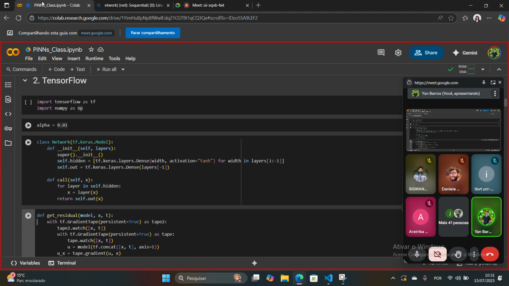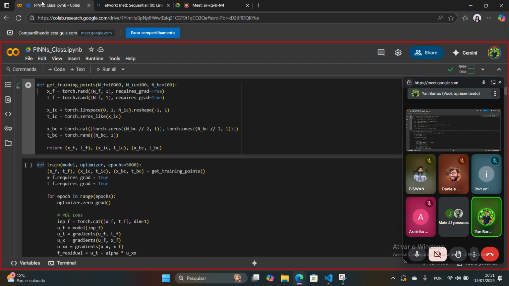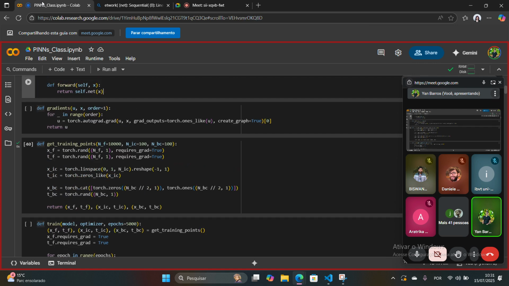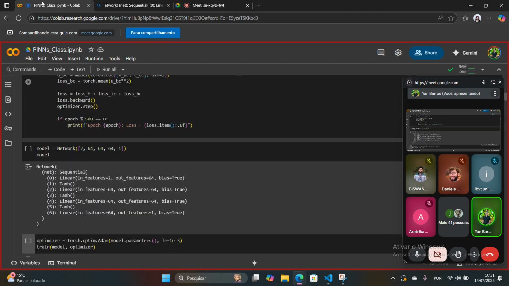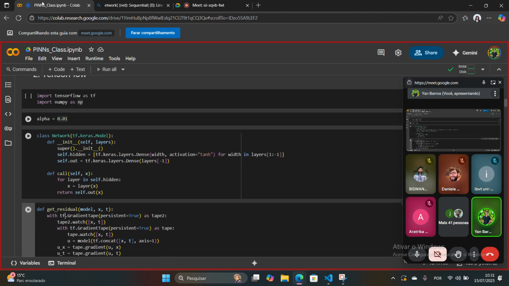But one thing that I would like to show you is, when we talk about PyTorch, we had the autograd function here for doing the differentiation. So we have the autograd here using PyTorch. And when we use TensorFlow, the main point here is that we have the gradient tape, and this is really useful also for training neural networks, especially when we use physics informed neural networks.